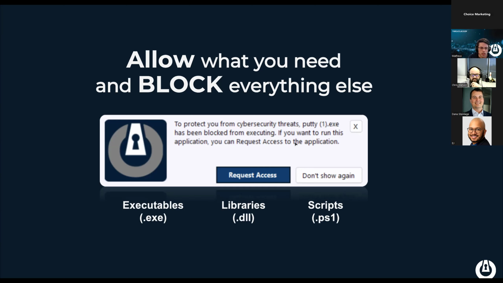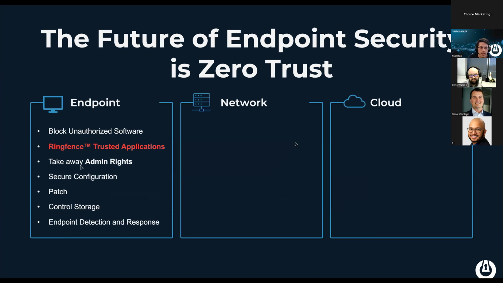And so when we talk about zero trust, of course, we are focusing today mostly on the endpoint side of the house. When I think of zero trust at the endpoint, the first thing that comes to mind is blocking unauthorized software, right? That's the easiest, most straightforward thing you can do: only allow what's needed and block everything else. I promise you, the list of things that you need in your environment is much shorter than the list of things that you don't want in your environment.